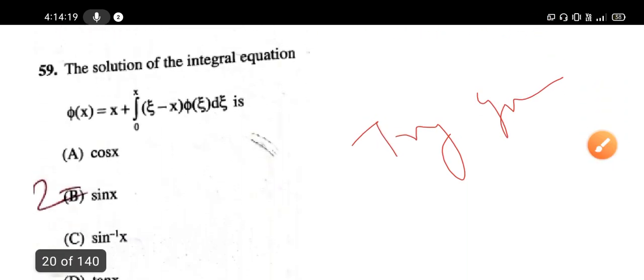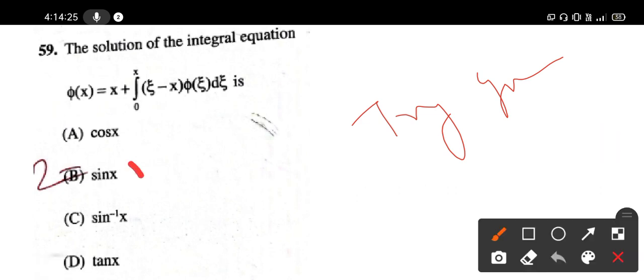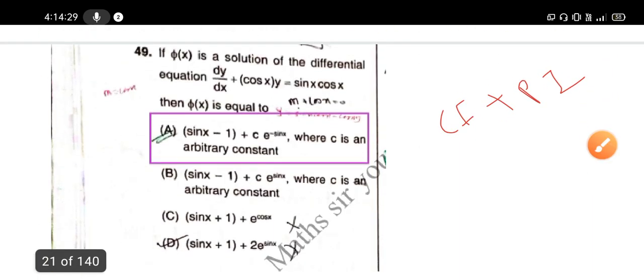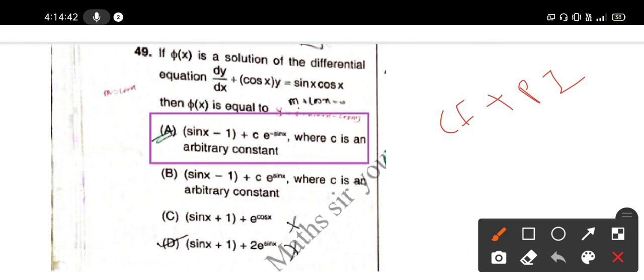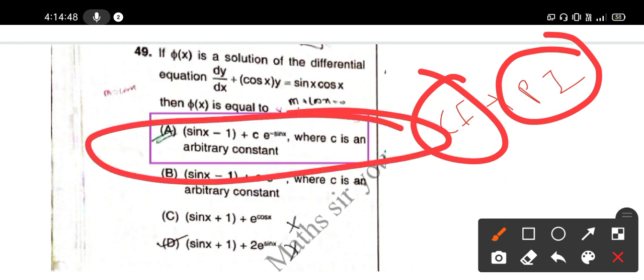Next question. The solution of the integral equation phi of x is equal to x plus integral from 0 to x. Try yourself. Option B is correct. Next question. If phi of x is the solution of the differential equation dy by dx plus cos x y is equal to sin x cos x, then phi of x is equal to. Find the CF, that is complementary function, plus particular integral. Finally we get option A.